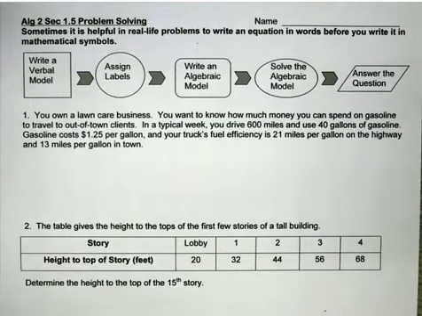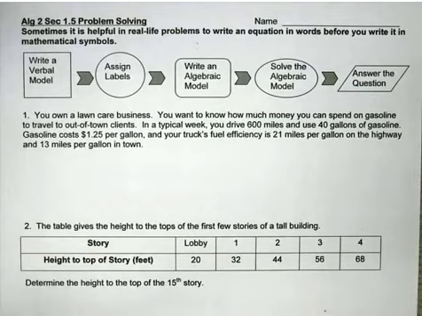We have a lawn care business. We want to know how much money we can spend on gasoline to travel to out-of-town clients. In a typical week, you drive 600 miles and use 40 gallons of gas. Gas costs $1.25 per gallon, and your truck's fuel efficiency is 21 miles per gallon on the highway and 13 miles per gallon in town. Now that can be a little overwhelming. You have all these numbers and all these different things, and we're trying to figure this part out.